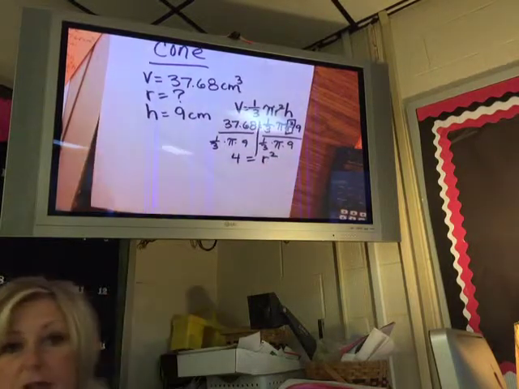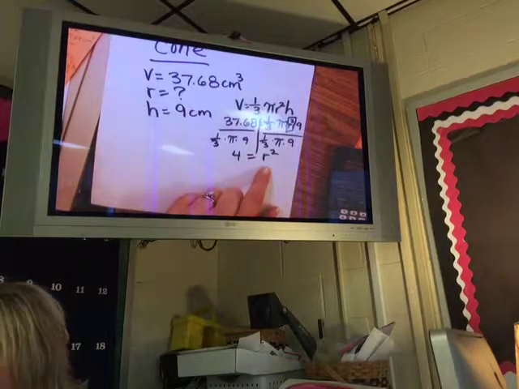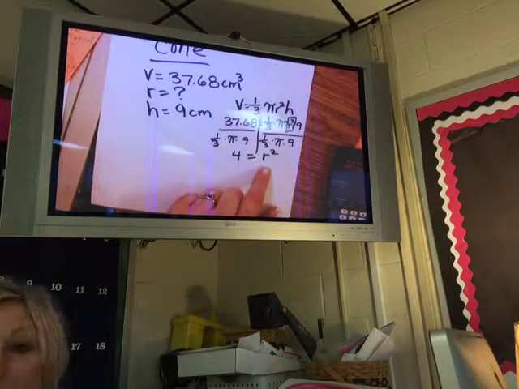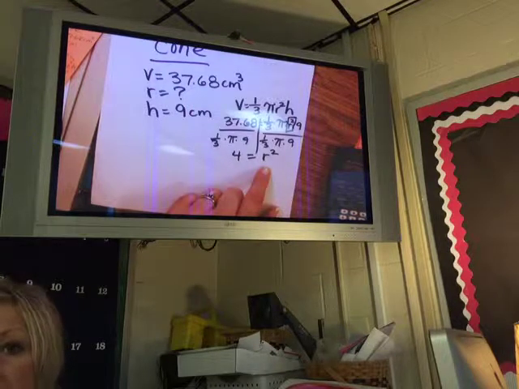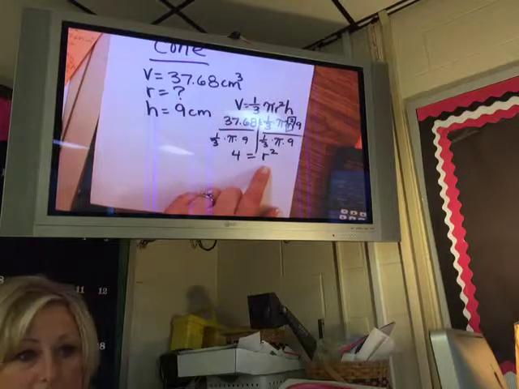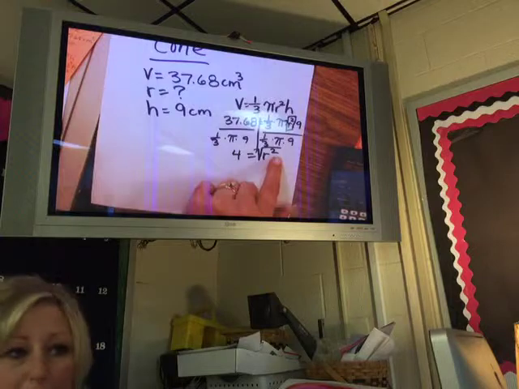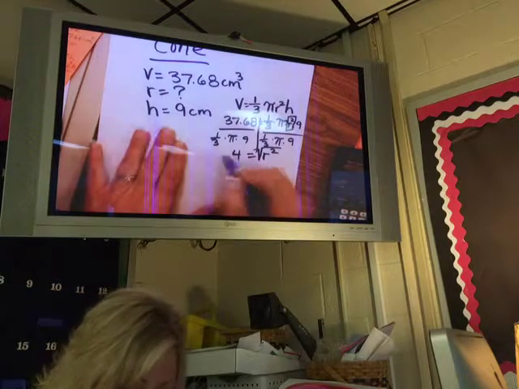Now, I'm not finished. That's radius squared. Do you remember when we did the Pythagorean theorem and we had a squared or b squared or c squared? And we always had one last button to push to get my final answer. What button was that? The square root button. Yeah, the square root button. Because you can't have something squared and that be your final answer. So hit your square root button.